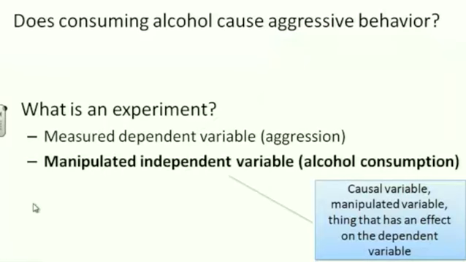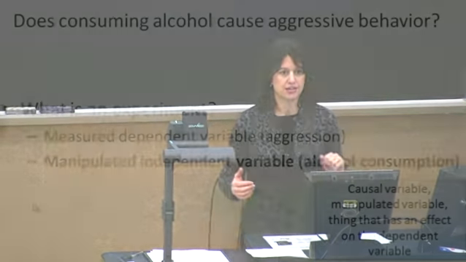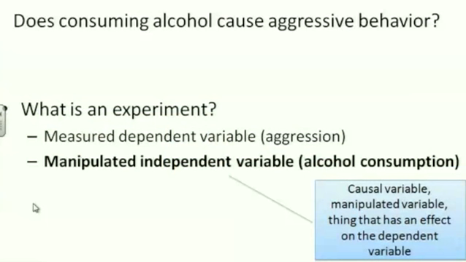In an experiment, we also have a manipulated independent variable. And this is one of the defining characteristics, which is why it's in bold. In experiments, we have something we manipulate, something that we come in as an experimenter and we try to alter or change, something that we try to achieve a certain level of that. So I'm going to try to achieve a certain level of alcohol consumption.